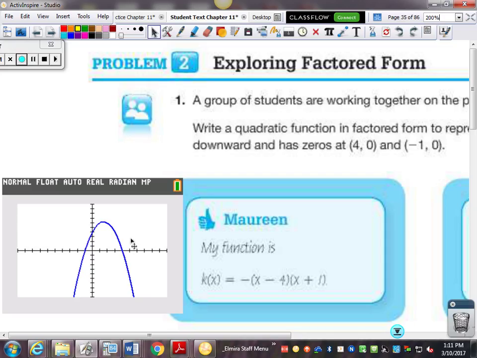So let's see, on our first graph that opens downward, we know that's because there's a negative out in front, so we can tell that. And let's see, zeros at (4, 0), check. It's a little smaller, check. And (-1, 0), check. So this one worked.